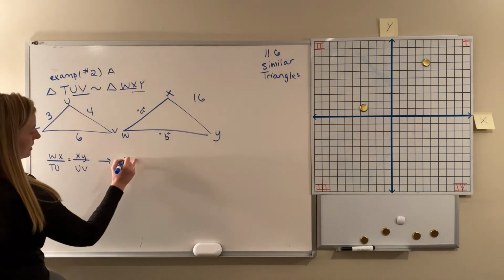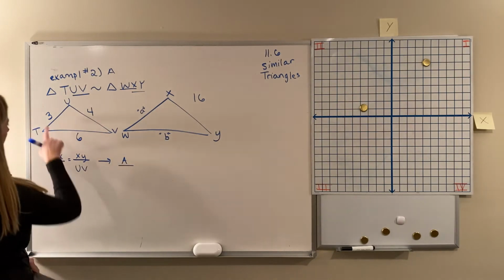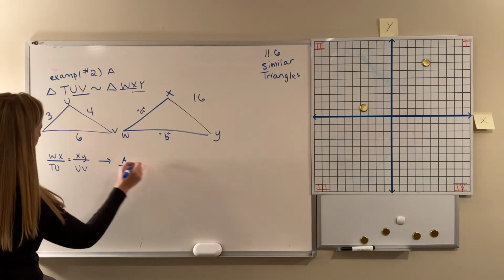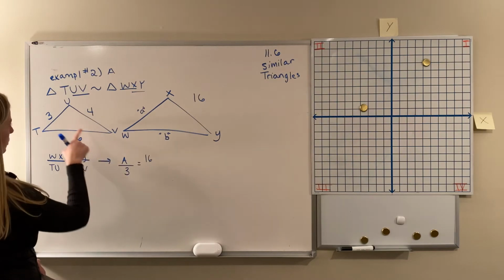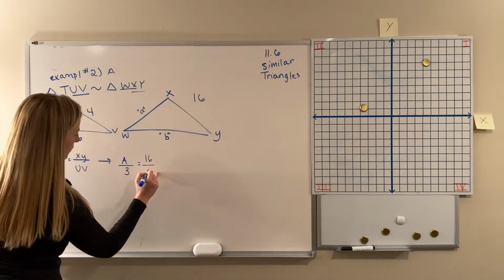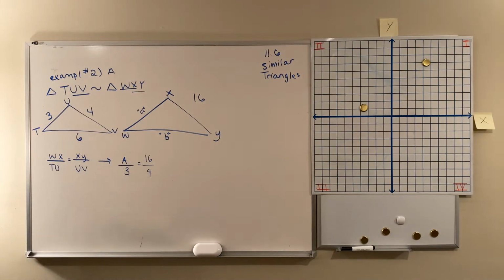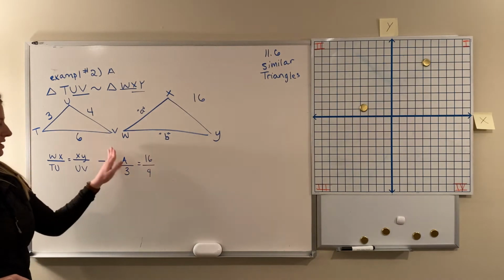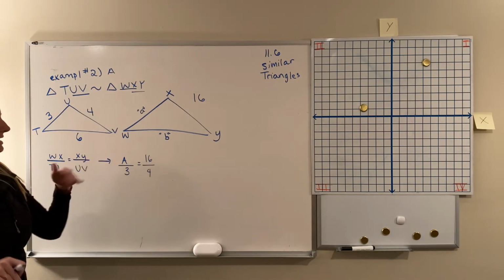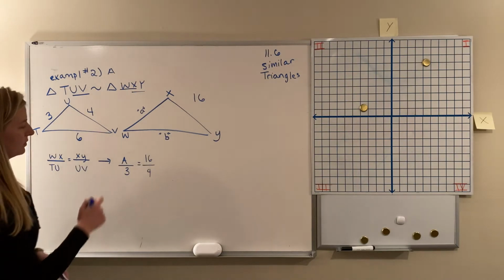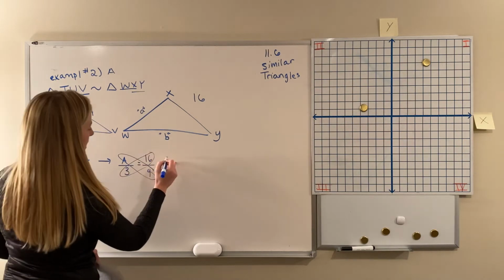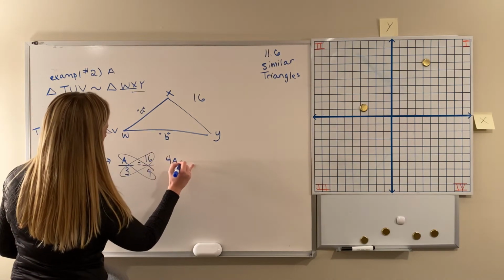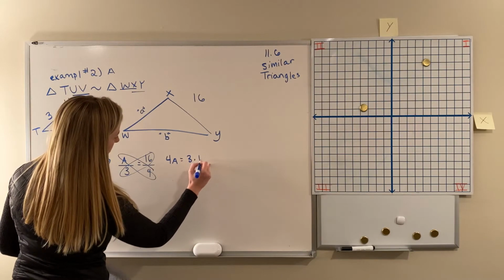So now let's take a second and actually plug in the information they gave us. WX is just A, it's our unknown value. TU is the number 3. XY is 16. And then UV is 4. And because, again, we're assuming that these triangles are similar, that means the proportions are similar. So whatever this fraction reduces down to, this fraction has to reduce to. So what does A equal if it all has to reduce to the same thing? You can see, solve it with cross products. So we get 4A is equal to 3 times 16.